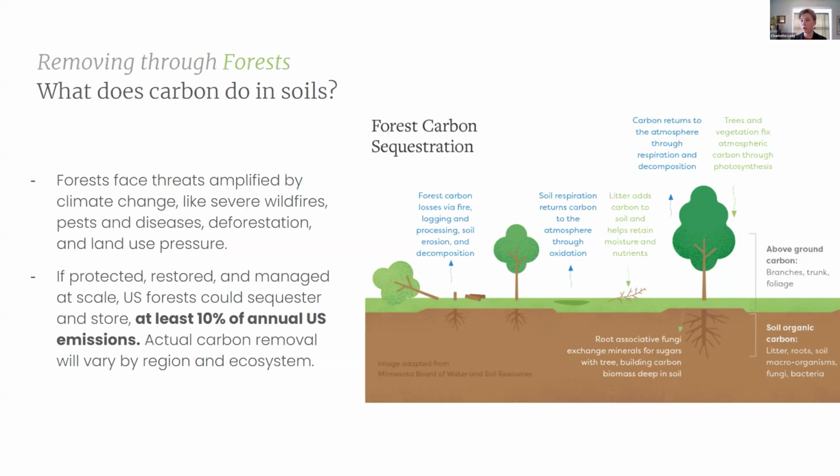So we believe that, managed well, U.S. forests could sequester and store at least 10% of annual U.S. emissions on top of what they're storing today. However, we have to recognize that currently they're not on track to do so. We are losing the ability of forests to store carbon a little bit every year.